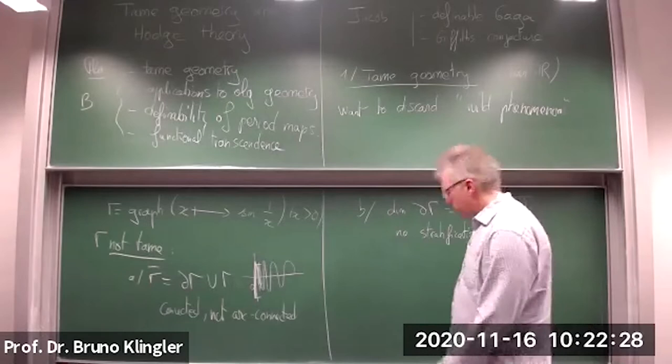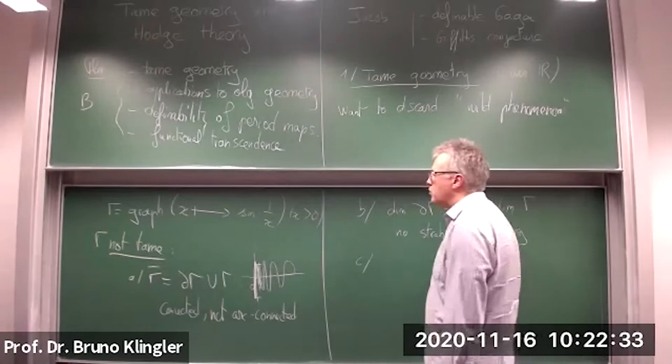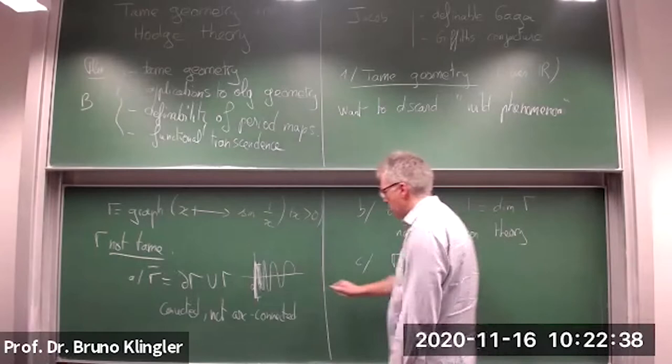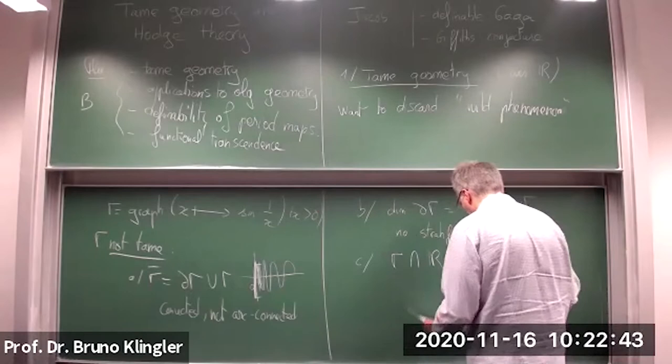And the third reason why this is not tame, at least one third reason, is that if you take the intersection with the real line, then you see that, of course, this is not of finite type.